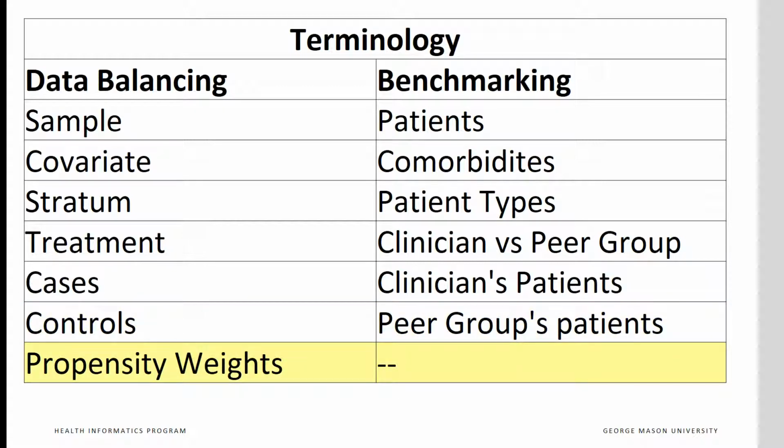It's a very interesting fact that data balancing often relies on a set of weights, sometimes called propensity weights. In benchmarking, this concept is replaced with switching distributions. In essence, we do not use propensity weights at all, but accomplish the same goals of balancing the data without estimating the weights.